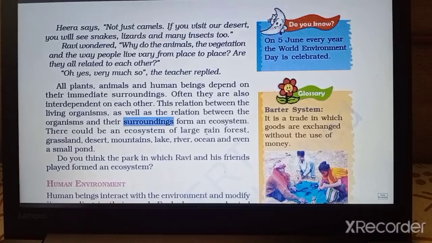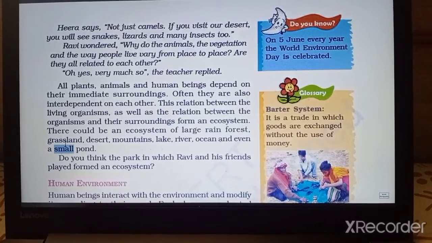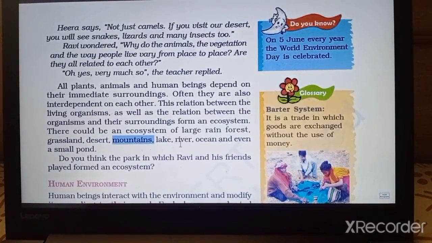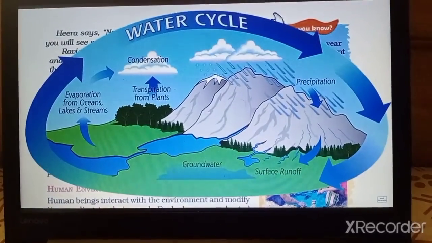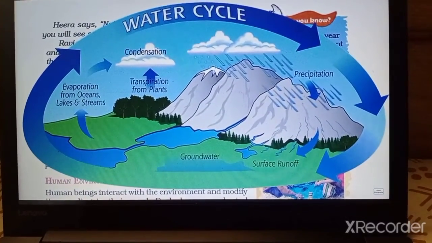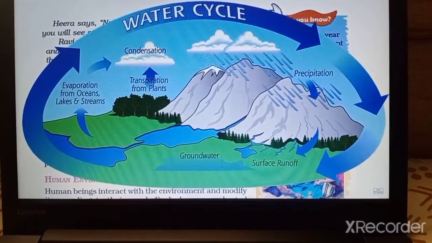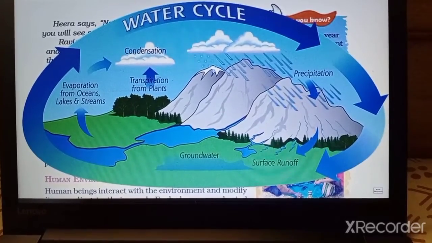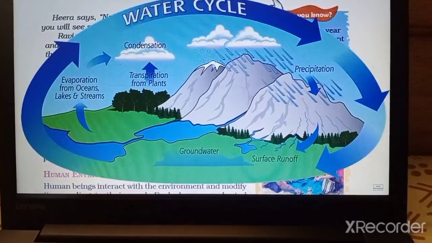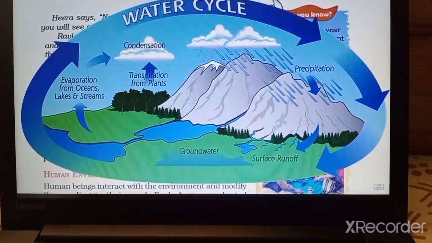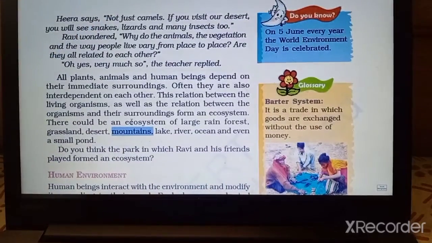It can be of a rainforest, grassland, desert, mountain, lake, river, how a river flows from the mountain and goes into the ocean, and then through the cycle of evaporation, again it falls back and comes back as a river. So this is the entire meaning of ecosystem, how it exists.